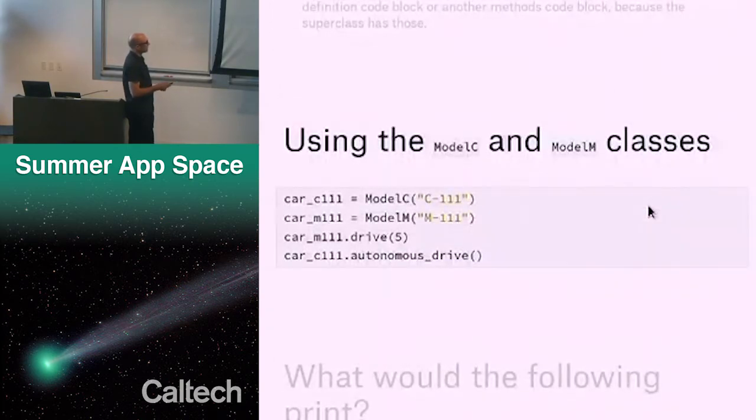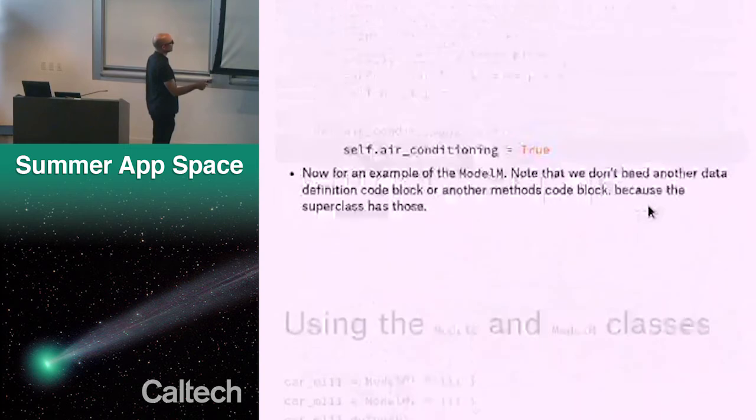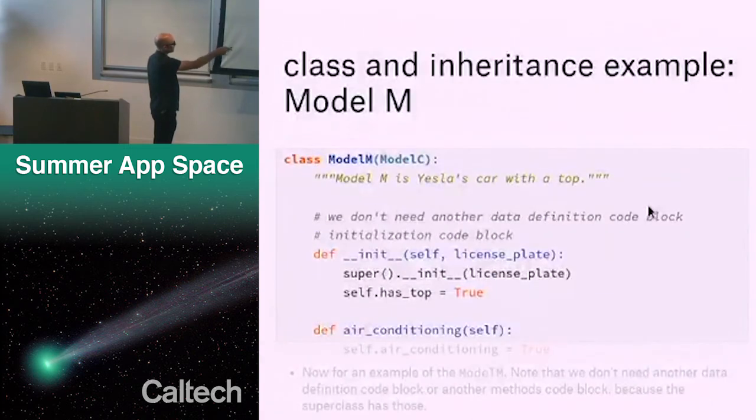So, given that, what is car C111.speed going to be? A random number between 0 and 65. And how about M111.speed? 5. And car help for these two things are going to be these help here.